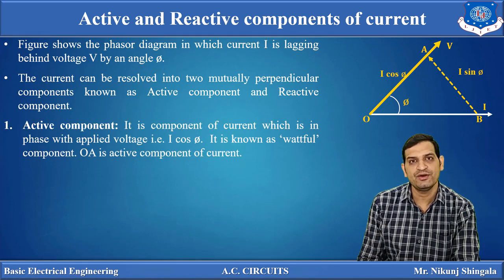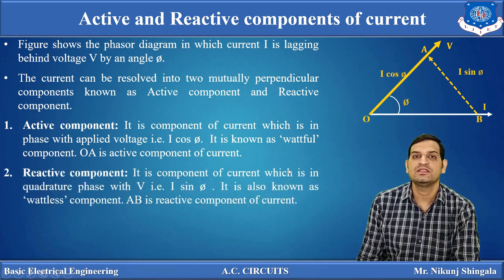Now what is the active component of the current? It is the component of the current which is in phase with the applied voltage. This is the phasor of the applied voltage, and this is the active component of the current, I cos phi, which is in phase with the applied voltage. It is known as the wattful component of the current. In the given phasor diagram, OA is the active component of the current. It is the component because of which actual power consumption takes place in the given circuit. So the active component of the current is I cos phi, which is in phase with the applied voltage.